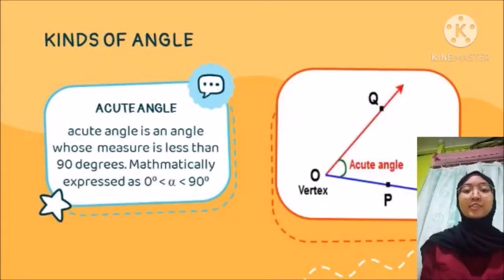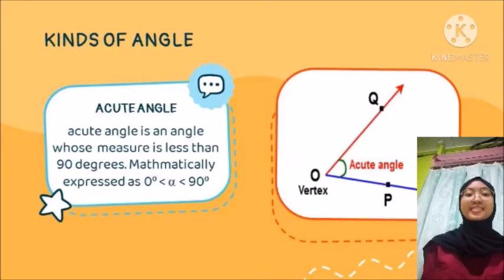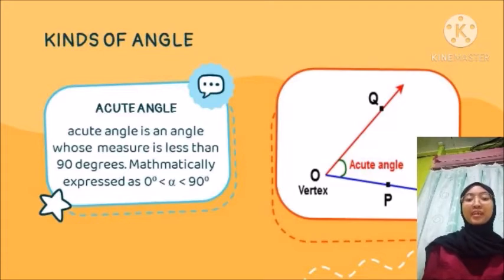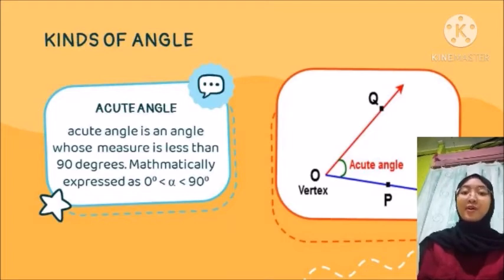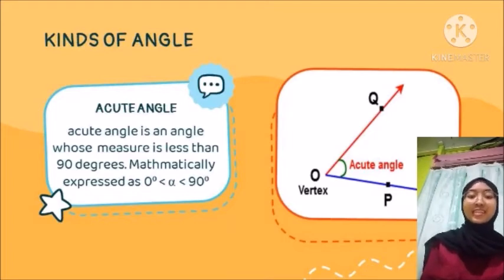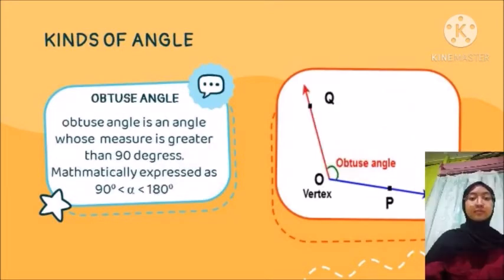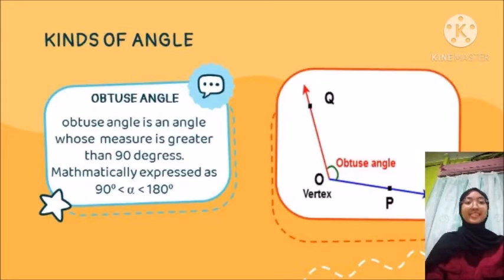Second, acute angle. An acute angle is an angle whose measure is less than 90 degrees, mathematically expressed as 0 less than alpha less than 90 degrees. Third, obtuse angle. An obtuse angle is an angle whose measure is greater than 90 degrees, mathematically expressed as 90 degrees less than alpha less than 180 degrees.